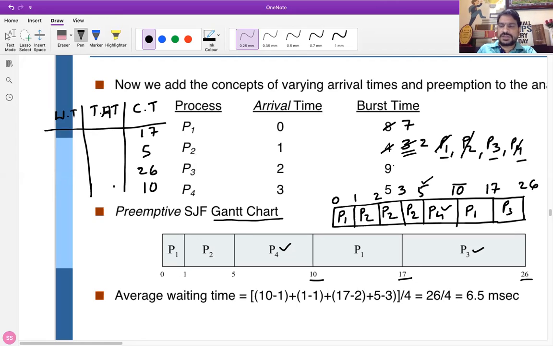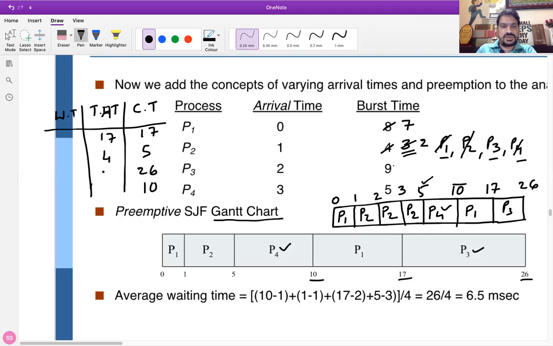Now let's find out the turnaround time. How will we find out the turnaround time? Turnaround time is nothing but completion time minus arrival time. So what is the completion time? It is 17. Arrival time is, sorry, 0. So it will be 17. Turnaround time of P2: completion time 5, arrival time is 1. So it is 4.